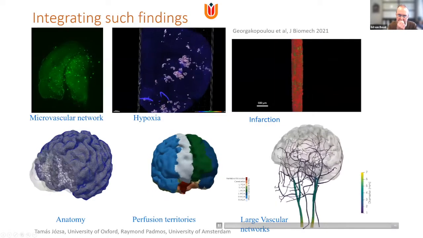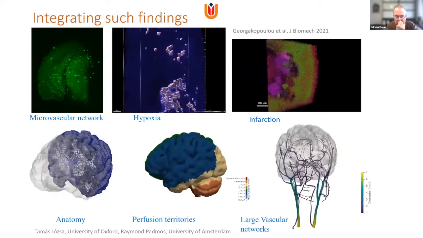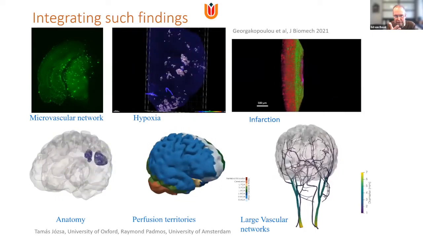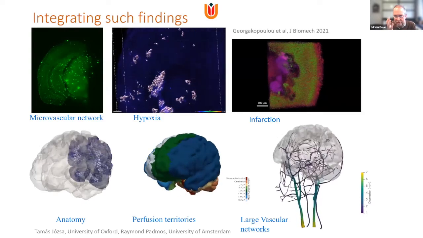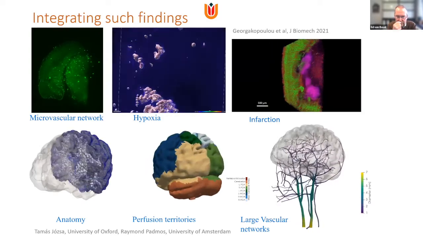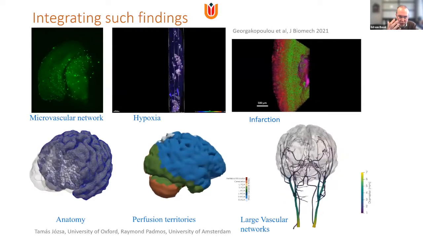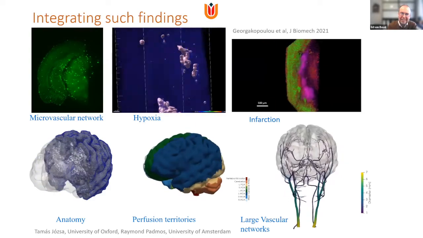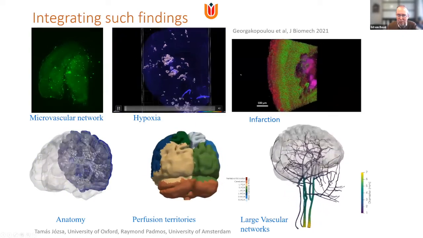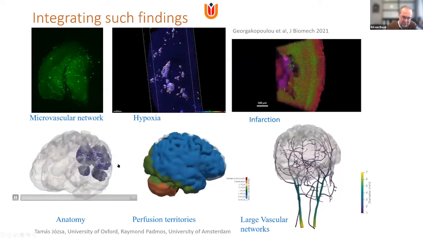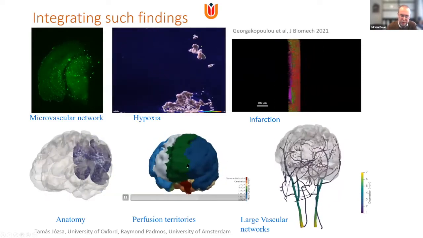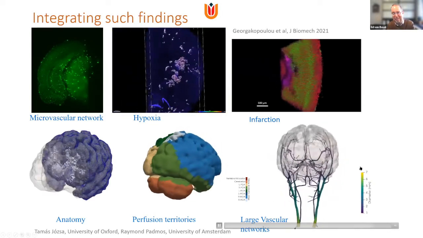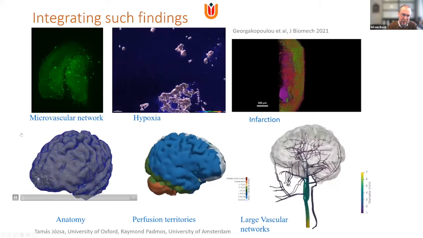Okay, so this is a series of videos. The top video shows experimental data on rats: the microvascular network, the hypoxia, the distribution, infarction sites. The lower three panels show modeling work on human brains. And I think the challenge that we have is to use these spatial temporal relationships, combined with models that we can build from the anatomy of the brain, the perfusion territories, large vascular networks, and so on, in order to get it together. And that's something we are working hard on.